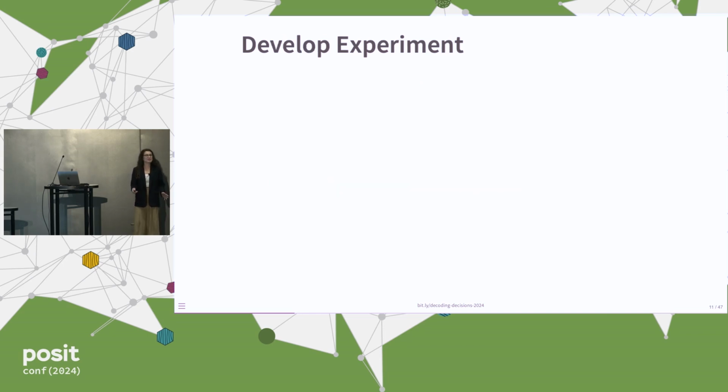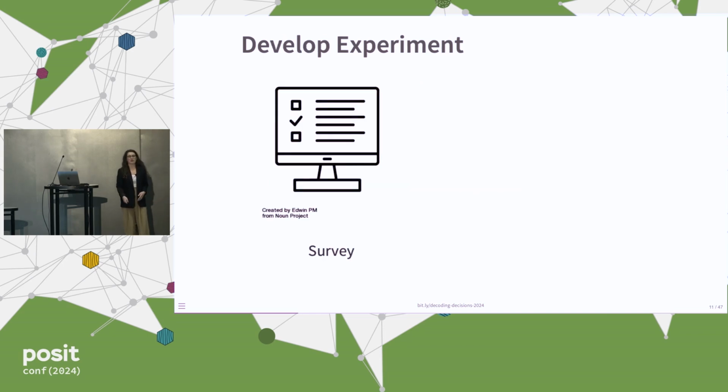Then, once I've designed the experiment, I develop it. Typically, this consists of 2 parts, a survey, typically in Qualtrics, where I can collect some demographic information and provide some instructions to the participants.